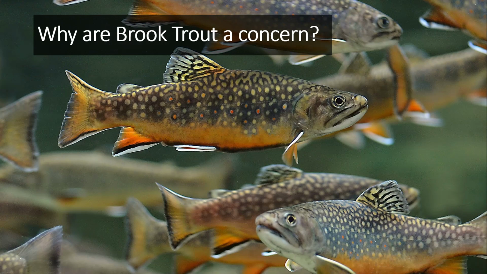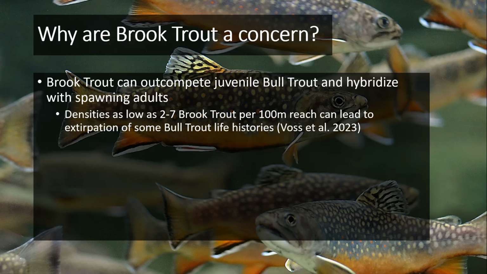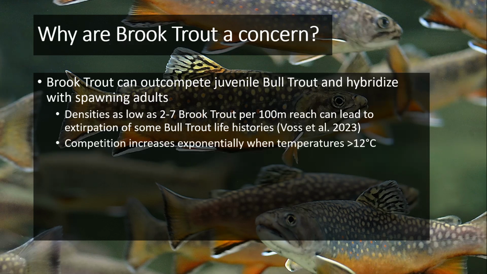Okay, this begs the question, so why are brook trout a concern? For bull trout, brook trout can outcompete them as juveniles, and they can also hybridize with spawning adults. There's some work out of Idaho that showed recently that densities as low as 2 to 7 brook trout per 100-meter reach can lead to extirpation of some bull trout life histories. And it's very well documented that competition increases exponentially when temperatures are above 12°C, and as these reaches are warming, that is becoming more and more of a concern.